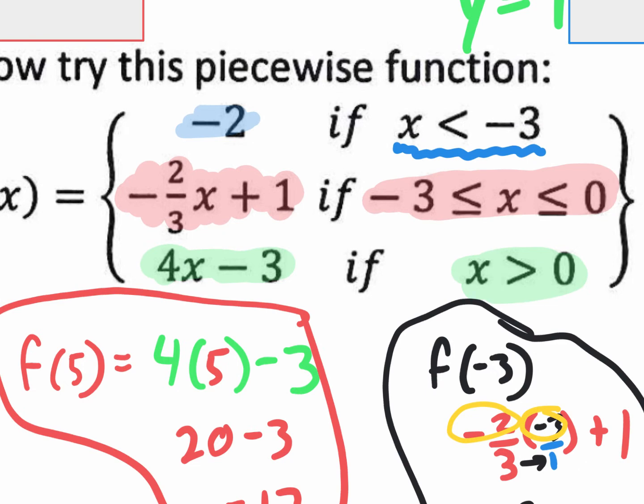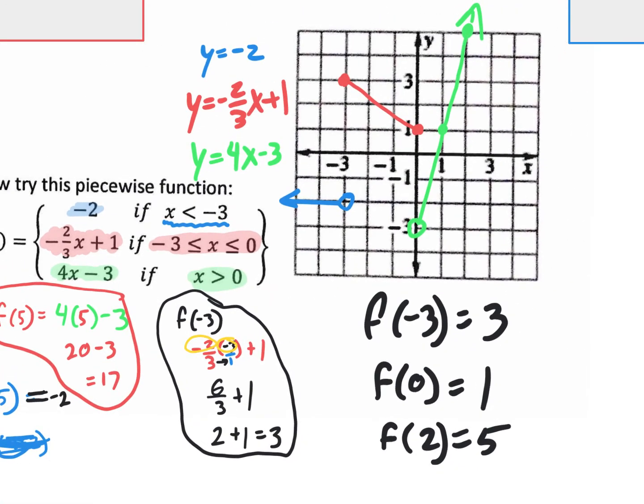You would just have to decide, where do I plug in the 2? Do I plug it in here? No, 2 is greater than -3, not less than. 2 is not between -3 and 0. 2 is greater than 0. So you plug it in right here. 2 times 4 is 8. 8 take away 3 is 5, which we were able to get just by looking at it visually. On the x at 2, the y value is 5. So there's a great advantage to being able to have the graph there already for you.